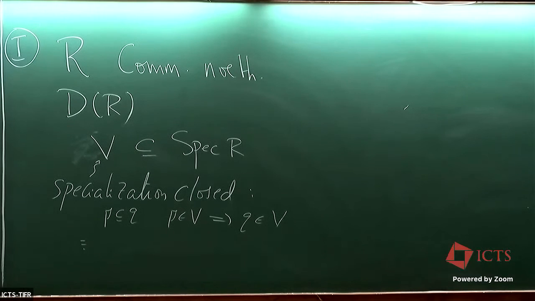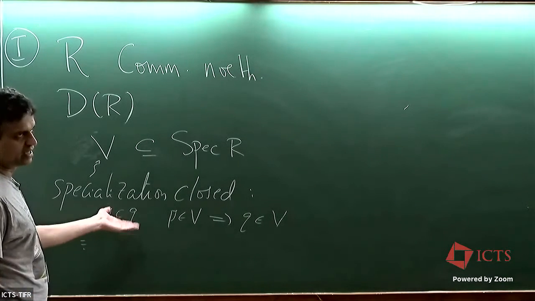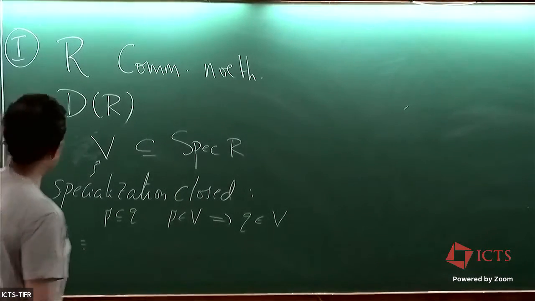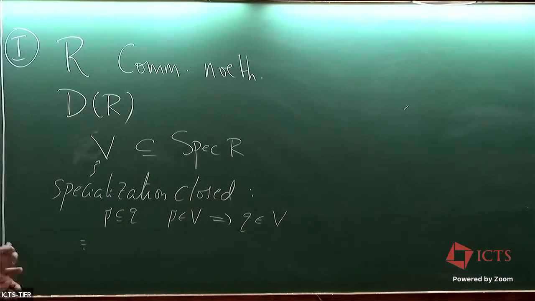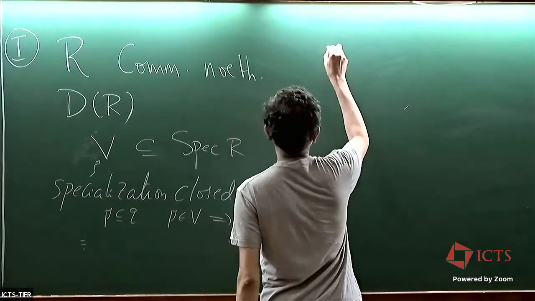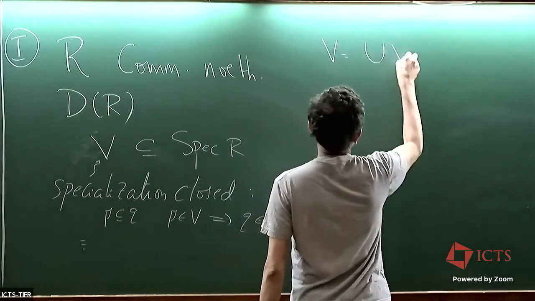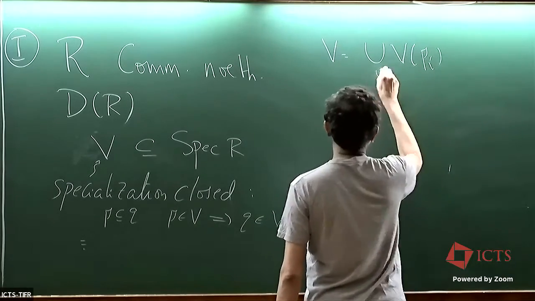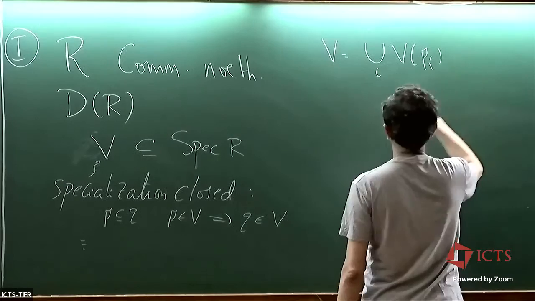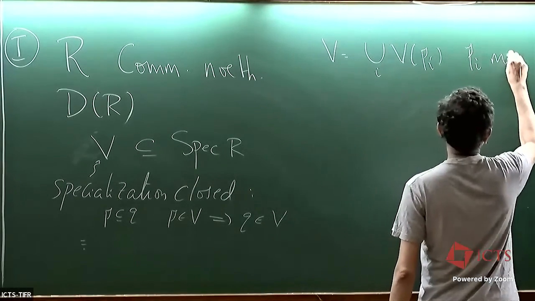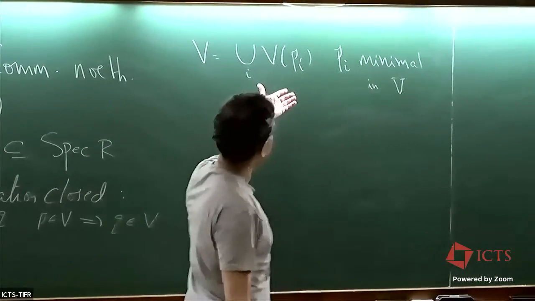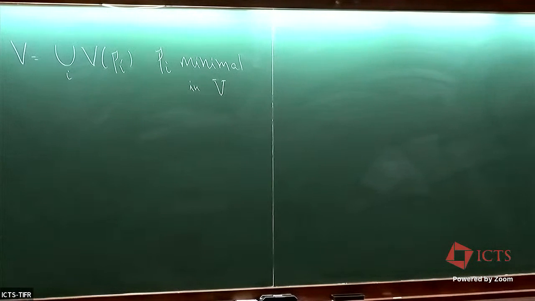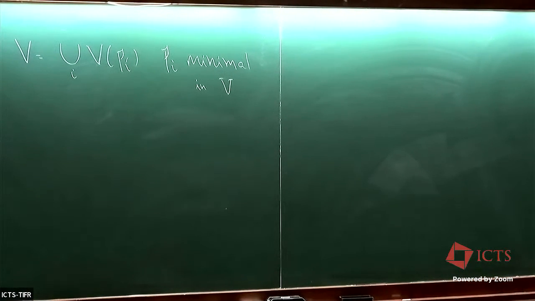Okay, but you really don't need to bring in topology. It's really just set theory. It's just this. Of course, every closed set is specialization closed, but a specialization closed set is just a union of closed sets. So in fact, you can write V as a union of the closed sets V(P_i) where the P_i are minimal with respect to inclusion in V. So these are the components of V. But the only thing is the union is not necessarily finite. So you can have infinitely many components.